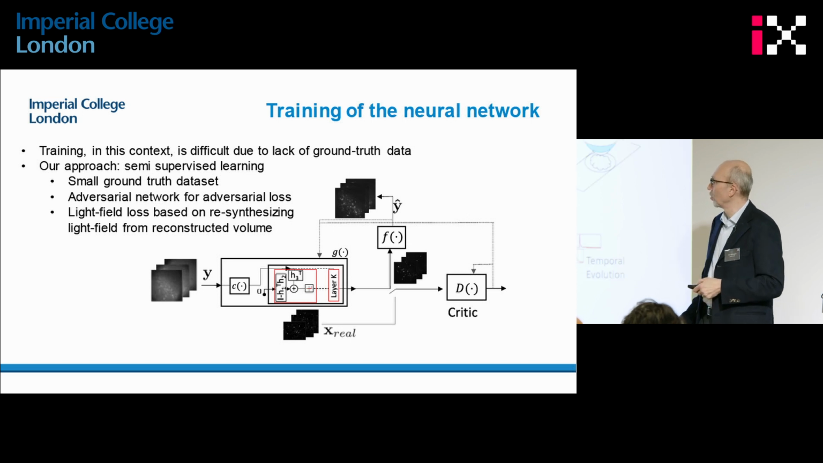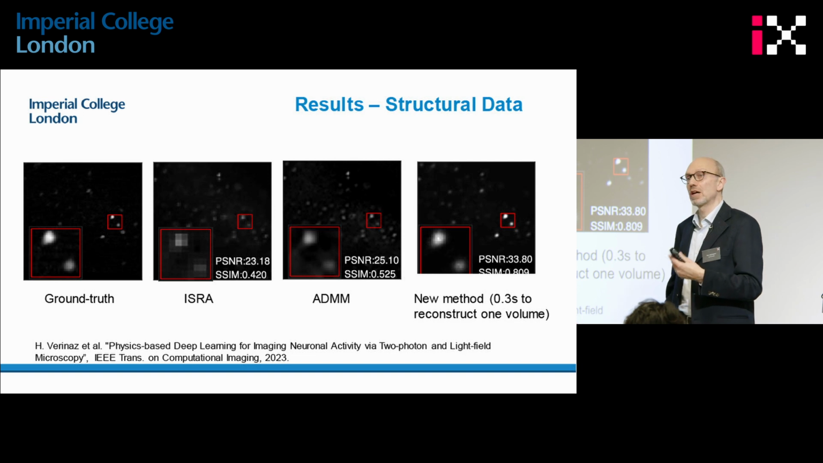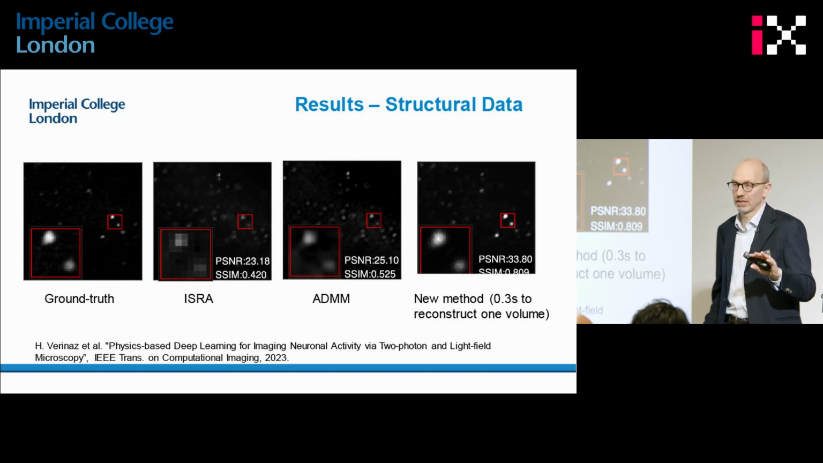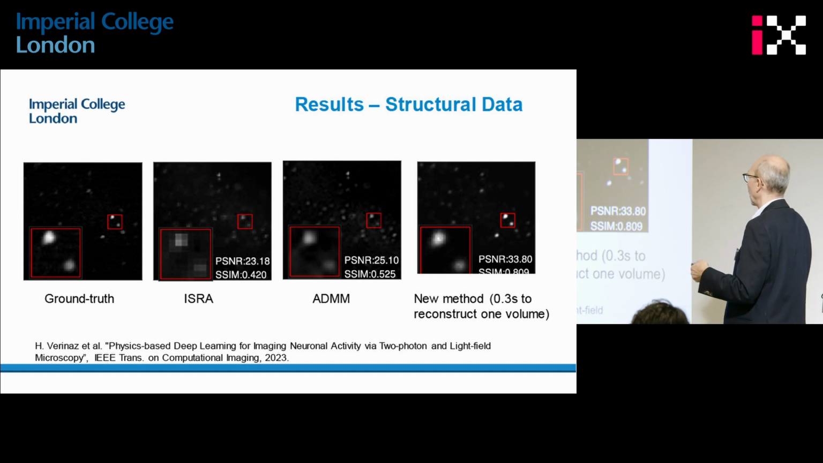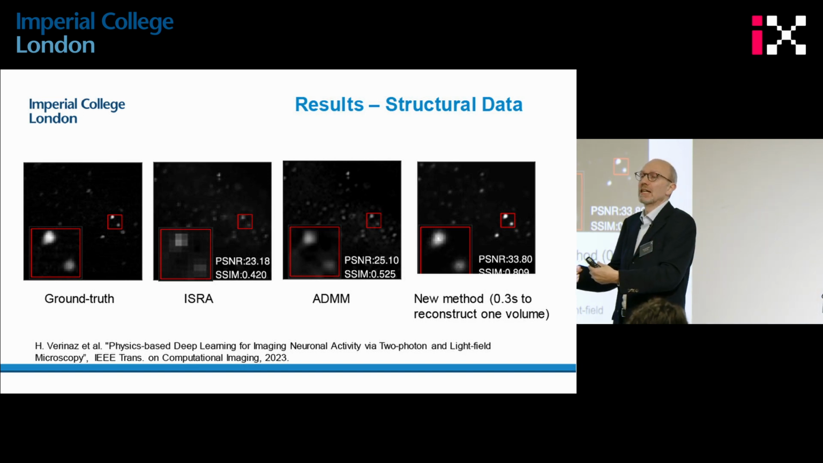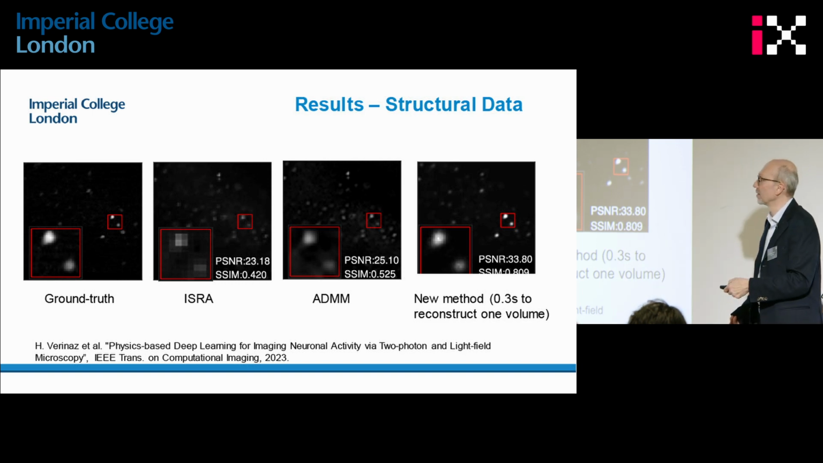So let's see what happens in practice. That's one example on data for which we have the actual volume. So that's the ground truth, one slice of the ground truth volume. These are two standard methods which are just model-based, so no learning. And this is our approach, which performs better, but it's also very fast, because once you train your network, running the network is very easy.